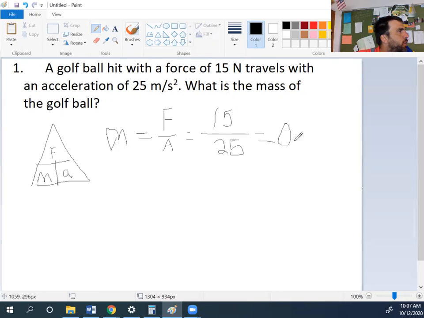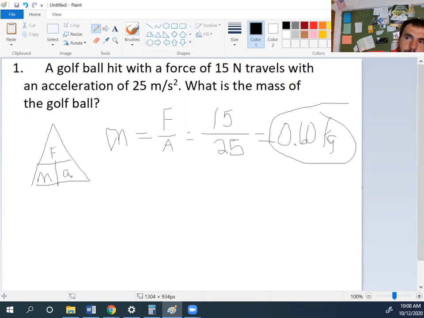Wrong. 0.60. Because I need two significant figures. And my units of that, what's my units of mass? Nope. Kilograms. Alrighty, so there's one example. Wouldn't the force have been kilograms meters per second squared, and that equals newtons as well? Yeah.